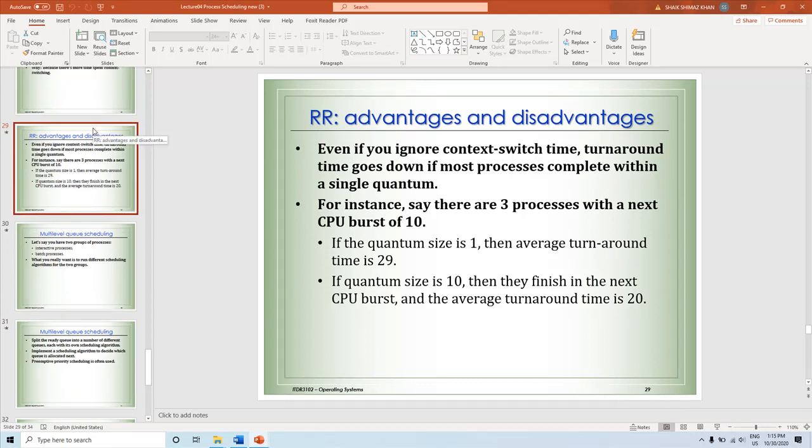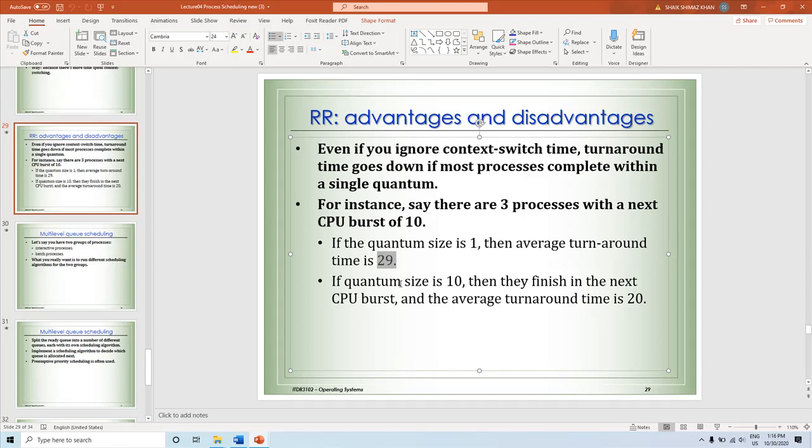Okay, so with this in the round robin algorithm, if the time quantum decreases, then it would affect the turnaround time also. So you can see if the time quantum size is 1 and there are 3 processes with CPU burst time of 10, if they are running, then the turnaround time would be 29.